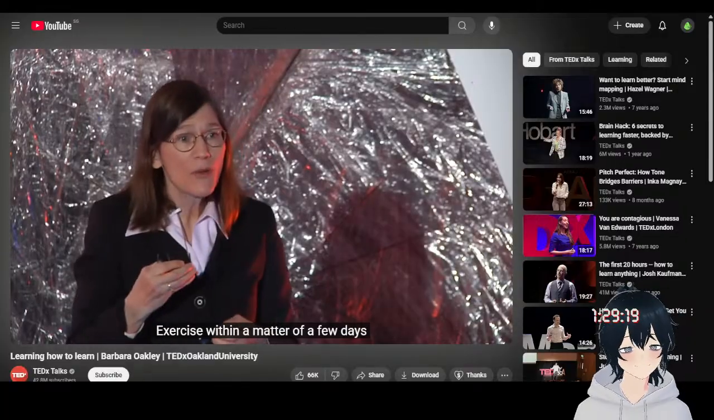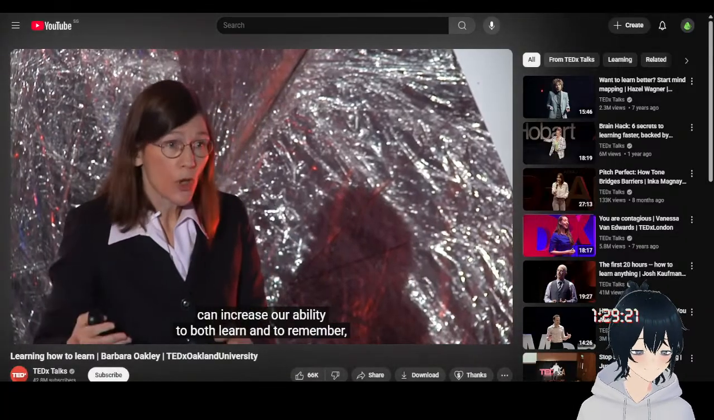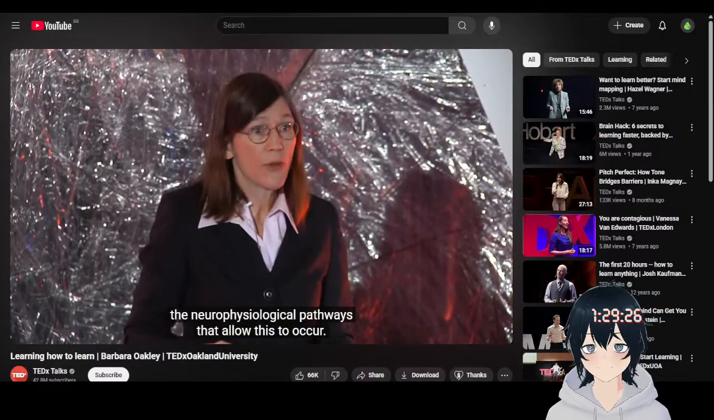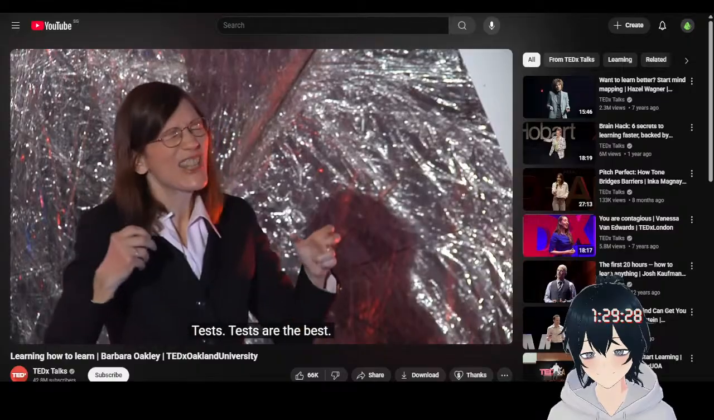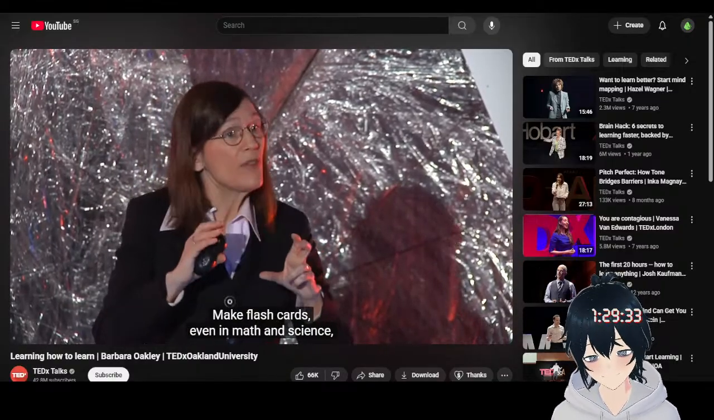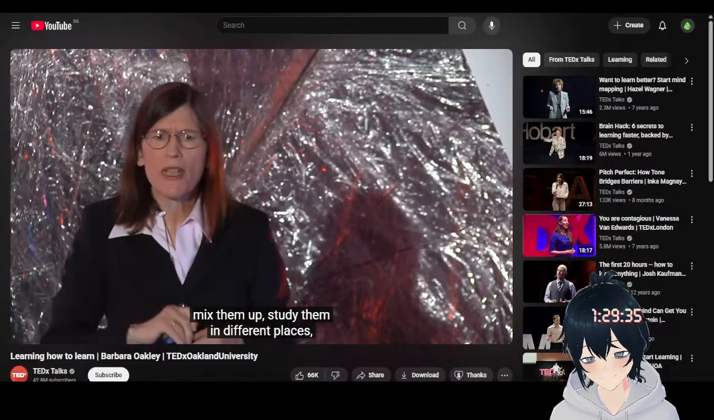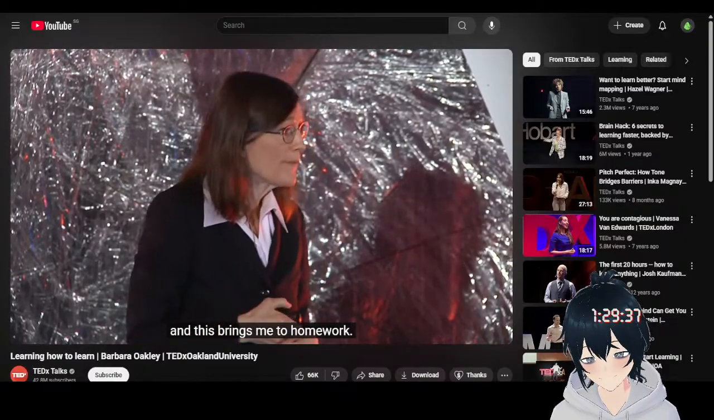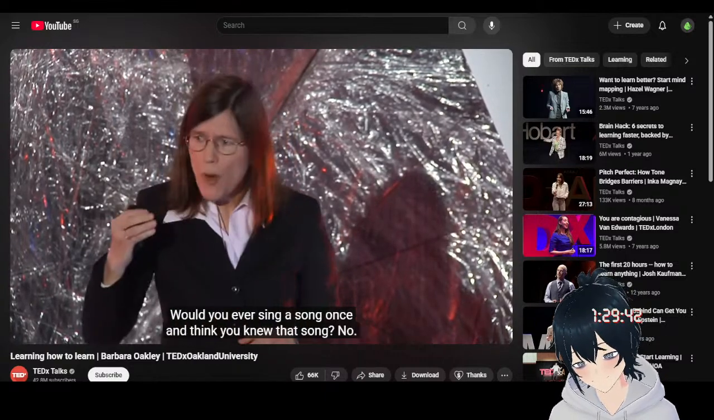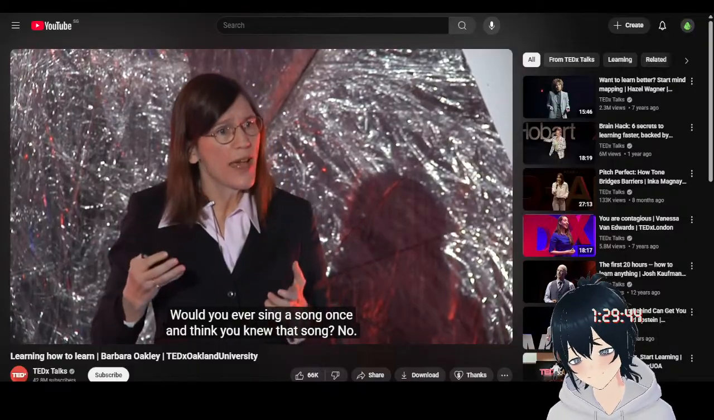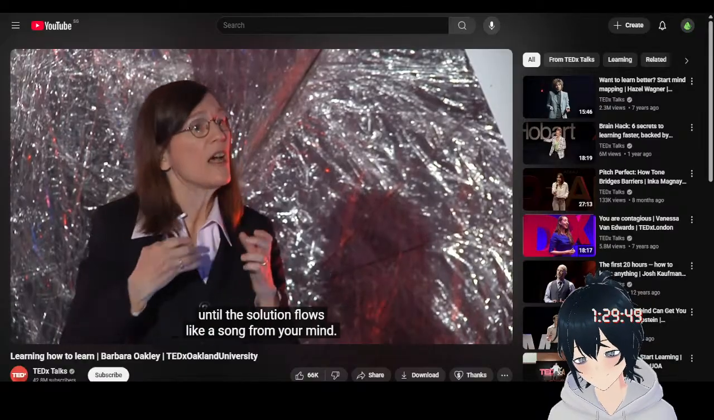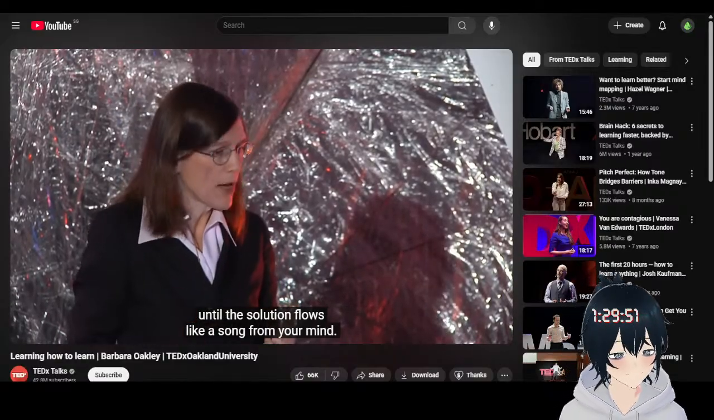Exercise within a matter of a few days can increase our ability to learn and to remember, and researchers are beginning to understand the neurophysiological pathways that allow this to occur. Tests. Tests are the best. Test yourself all the time. Give yourself a little mini-quiz. Flashcards, even in math and science. Mix them up. Study them in different places. And this brings me to homework. When you do a homework problem, never just work it once and put it away. Would you ever sing a song once and think you knew that song? No. Work that, test yourself. Work that homework problem several times over several days until the solution flows like a song in your mind.